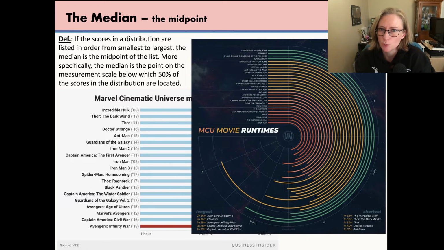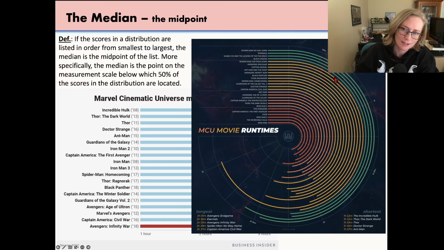Sometimes people like to do these really beautiful graphs, which look cool. But if you're actually trying to glean any kind of information from this, it gets a little complicated.